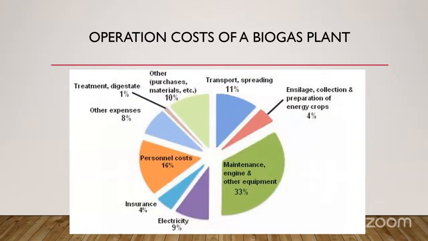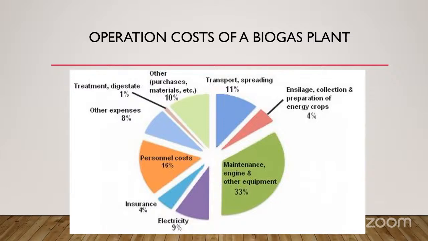This figure is showing different costs which are coming when operating a biogas plant. So you can realize that the first one is purchase of material. The material you use for making the gas plant can take 10% of the whole budget.